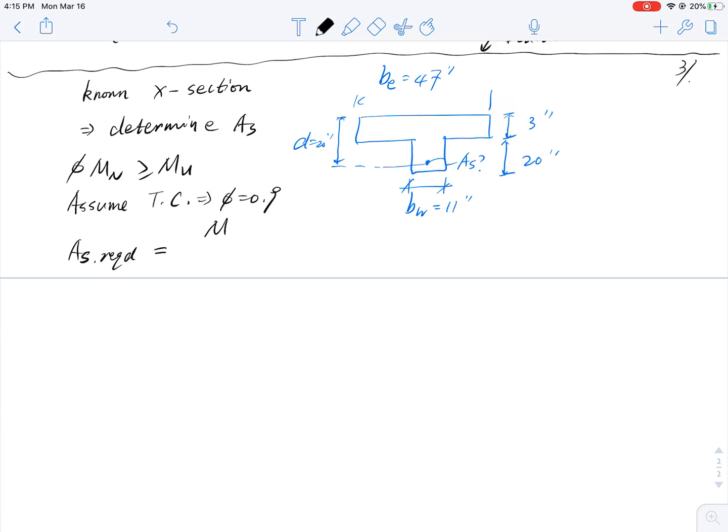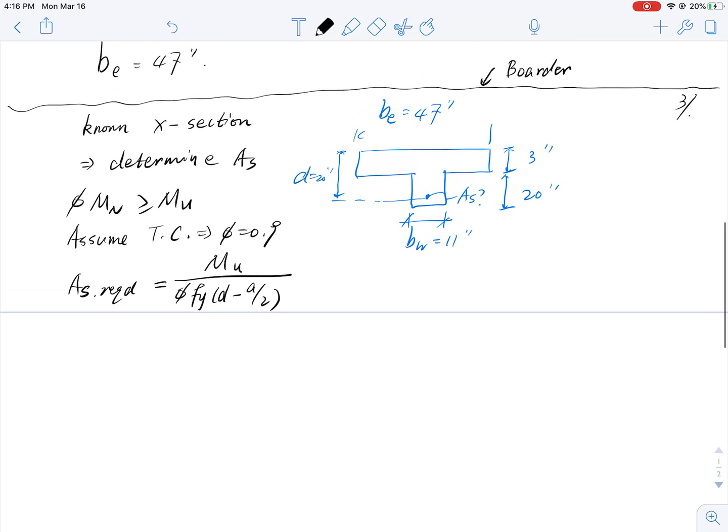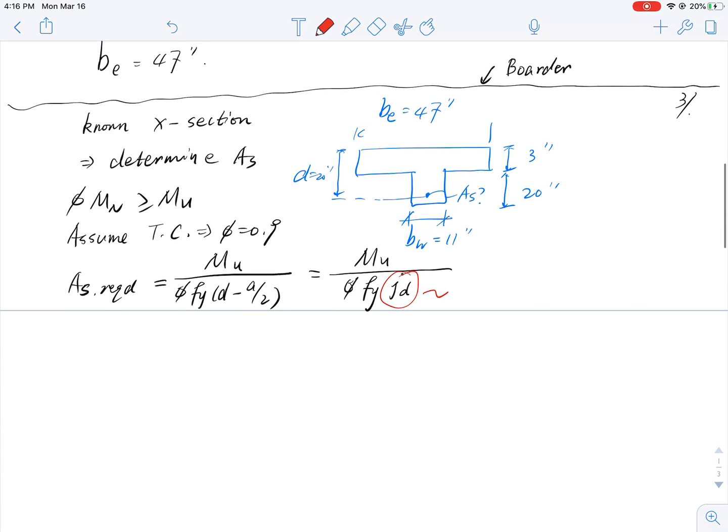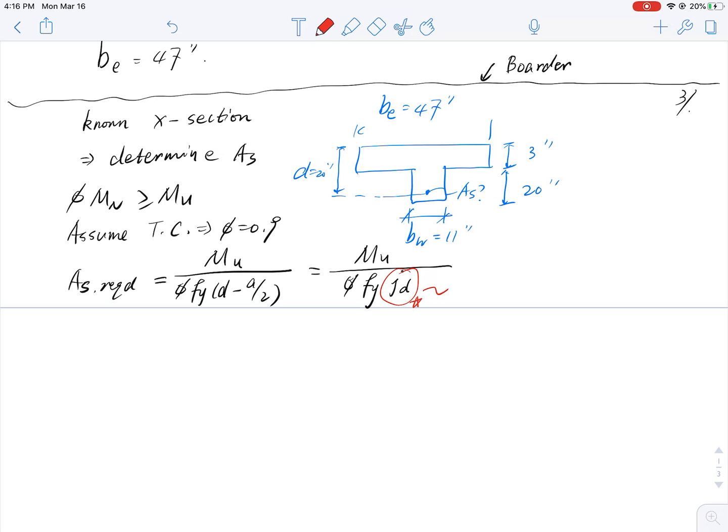So AS required is essentially equal to Mu divided by phi Fy (d minus a divided by 2). So this gives me Mu divided by phi Fy. For most of you, this is basically what? jd. Okay, and I know that jd for a regular beam is what? So recall, put a star here: jd equal to 0.9 d for a rectangular beam.